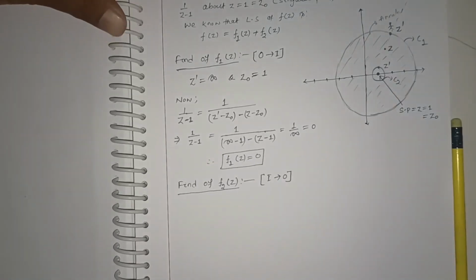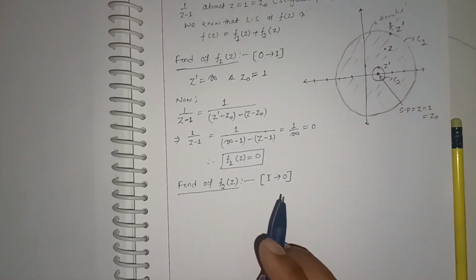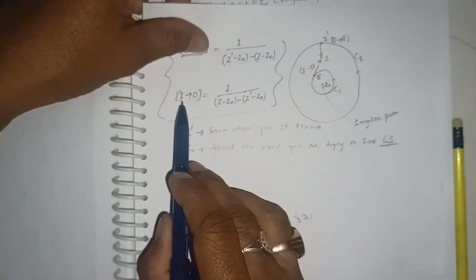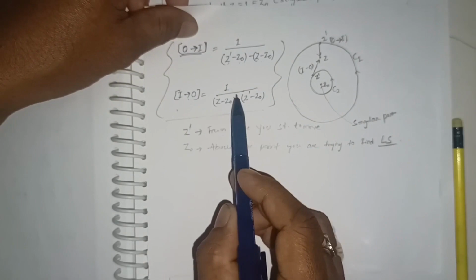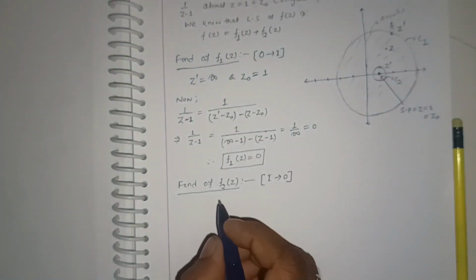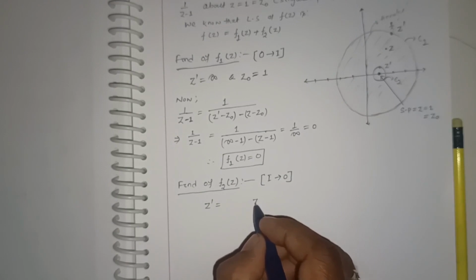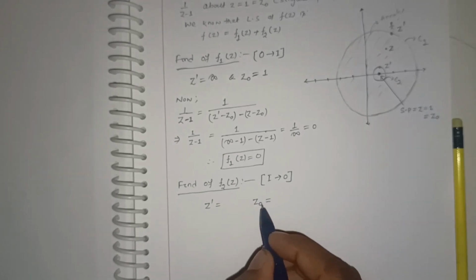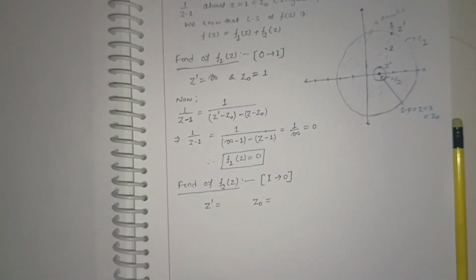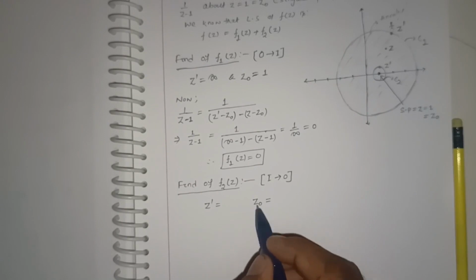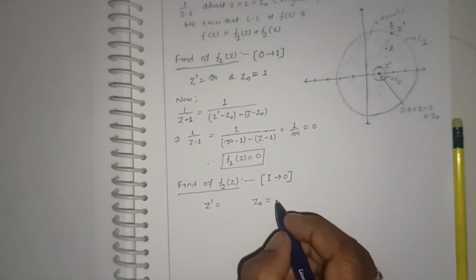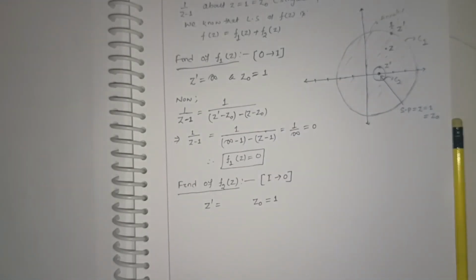For this case, first we have to identify which one will be z dash and which one will be z0, because in to out we need to write in this format. So for the in to out case, z dash will be how much and z0 will be how much? That we are going to find out. Carefully you have to watch. Here z0 we know is 1. What will be the z dash value?